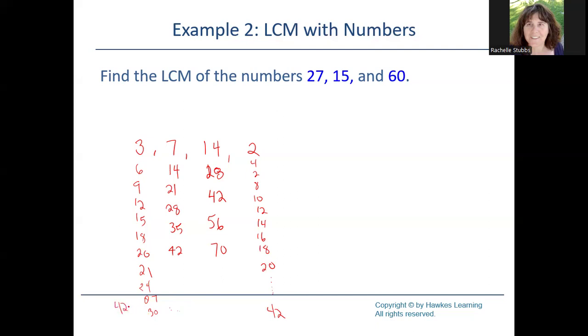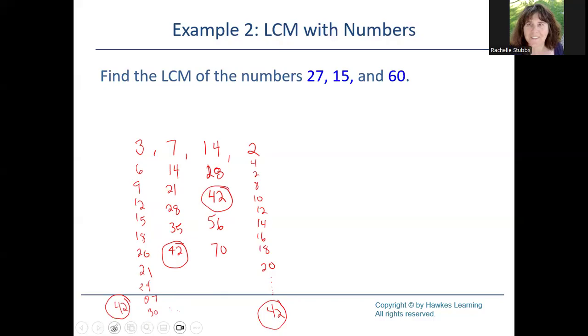And that will be the first time that all four of these numbers have something in common. So that would be the least common multiple. But boy, this sure takes a long time to do it this way. So we're going to learn how to find that using prime factorization.